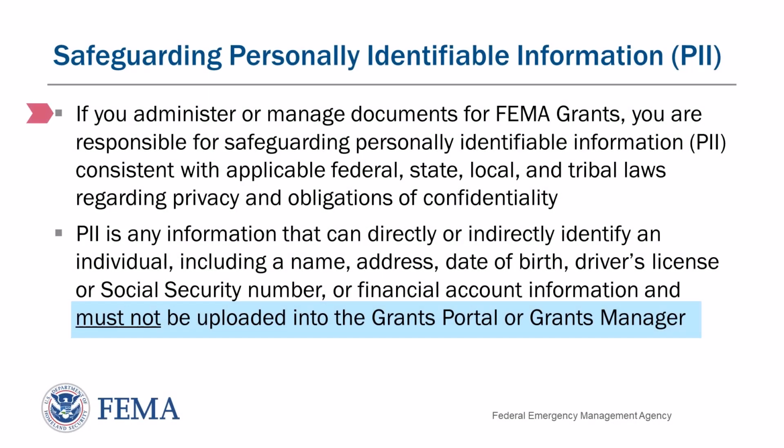If you are working with any documents used for a FEMA grant, you are responsible for safeguarding personally identifiable information, or PII. PII refers to anything that can be used to directly or indirectly identify an individual. Some examples of PII are names, addresses, social security numbers, and financial account information. This type of information must not be uploaded into Grants Portal or Grants Manager.